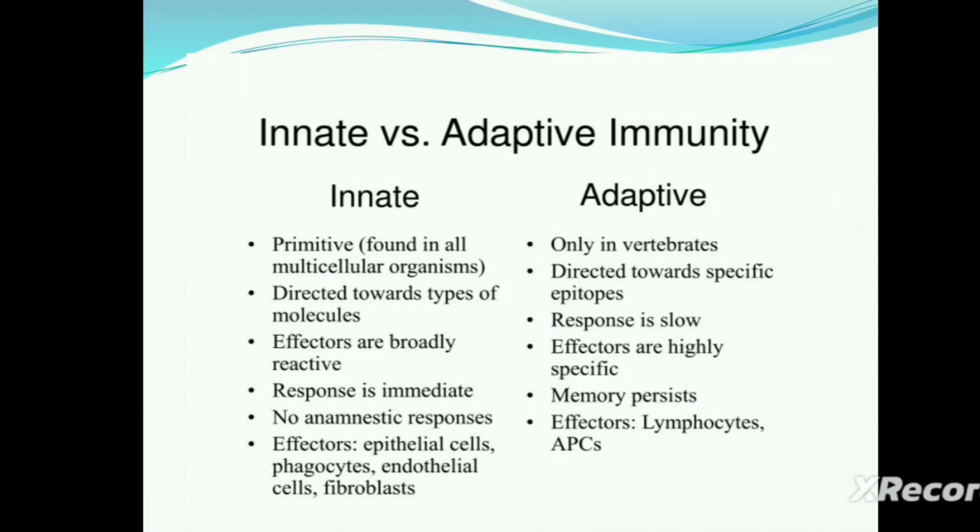Here I have provided you the basic differences between innate immunity and acquired immunity, which may be asked in your question papers. Like, the innate immunity is primitive, found in all multicellular organisms, whereas acquired or adaptive immunity is found only in vertebrates. Innate immunity response is immediate, whereas the acquired immunity response is slow. In this way, you can learn the differences between the innate and acquired immunity.